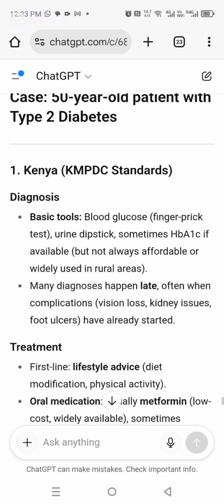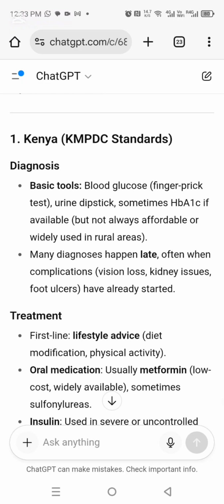So the KMPDC standards, basic tools: blood glucose, finger prick test. I think it's the pointing finger, is it called the pointing finger? Urine dipstick you get. Sometimes HbA1c if available. Please doctors, tell us about this information.